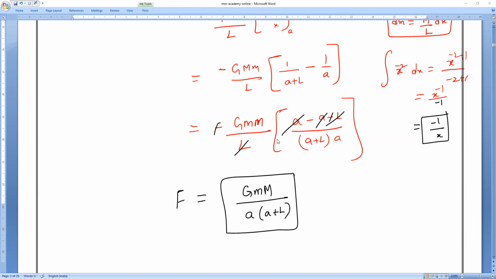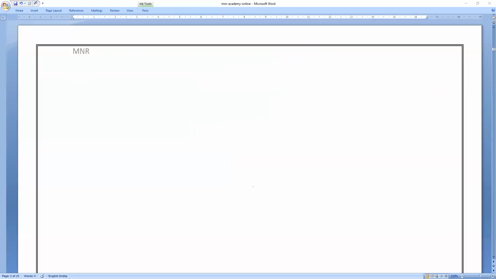Yes, sir. So please keep reading. The next concept is the most important one. That is the gravitational field. This is also a concept for IIT JEE Mains as well as NEET. So please keep reading. Gravitational field. It's a very simple concept, but nobody can see it with their eyes. They can only experience the force of attraction. So that's all it is.